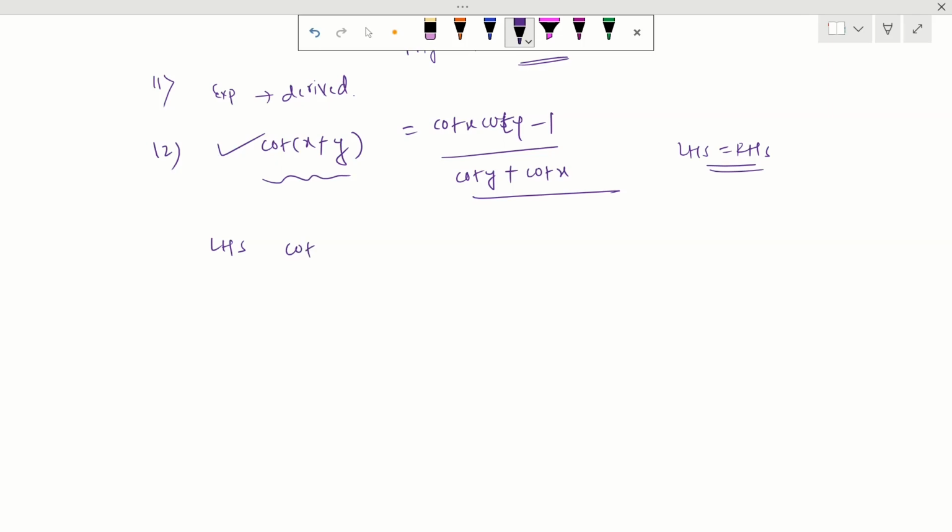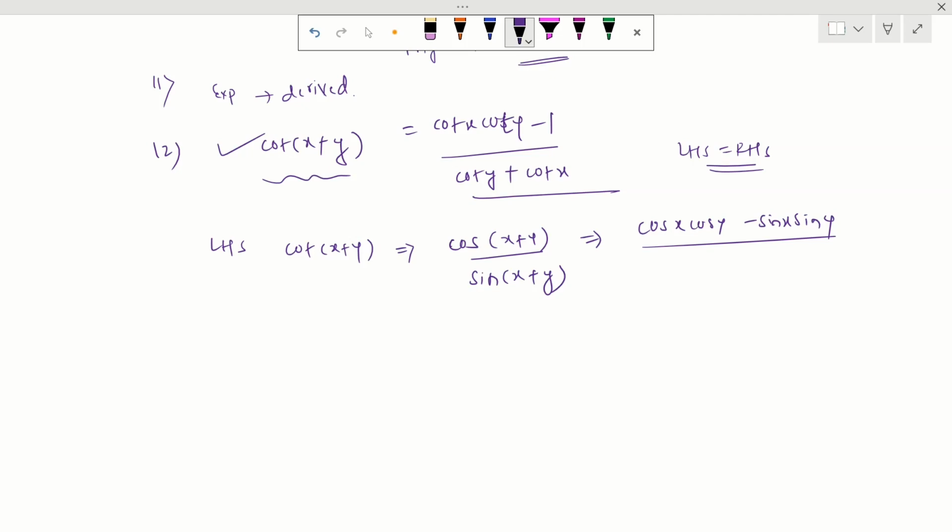The LHS term is cot of x plus y. How can I write it? Cot is cos divided by sin. We know the formula of cos of x plus y: cos x cos y minus sin x sin y. And the formula for sin of x plus y is sin x cos y plus cos x sin y.